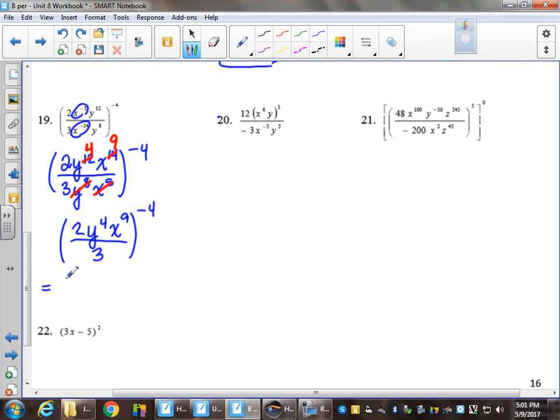Now let's send in. There's nothing else I can do on the inside. Now I'm going to send in the negative 4. So this becomes 2 to the negative 4, y to the negative 16, x to the negative 36, all divided by 3 to the negative 4.